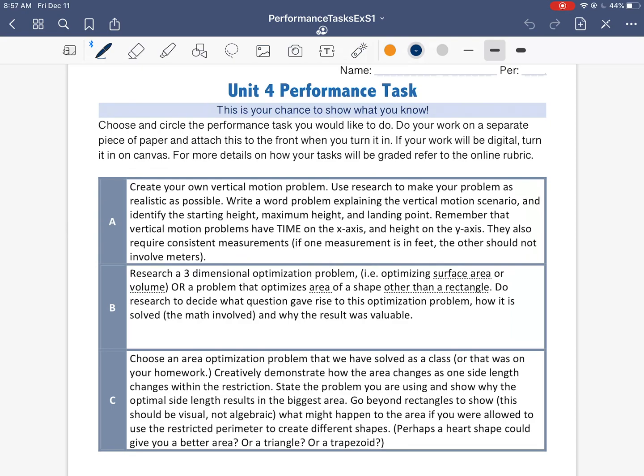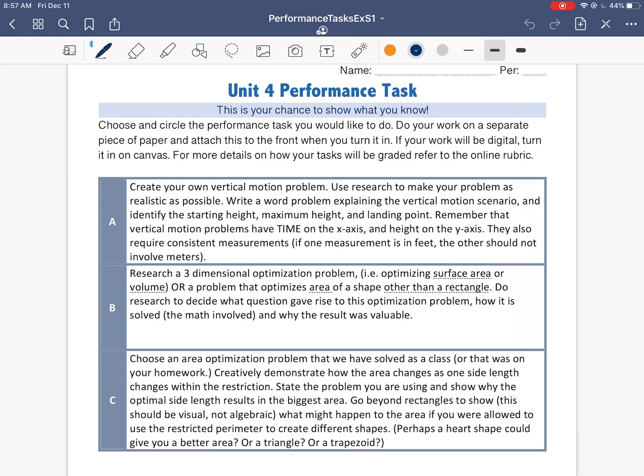So that's important. A lot of the real-world examples of quadratics don't have that. They have position on the x-axis and height on the y-axis. So this time just make sure that it's time. You're measuring how high something is after how long.